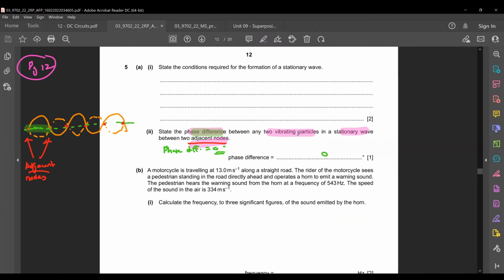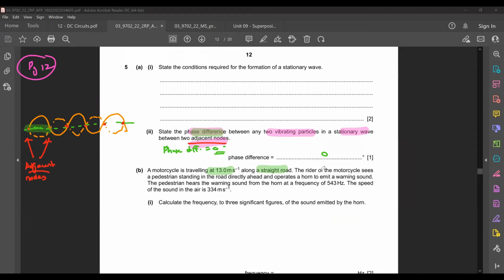Then after that, you have a motorcycle that is traveling at 13 meters per second along a straight road. The rider of the motorcycle sees the pedestrian standing in the road directly ahead and operates a horn to emit a warning sound. The pedestrian hears the warning sound from the horn at a frequency of 543 Hz. The speed of the sound in the air is 334 meters per second. Calculate the frequency to three significant figures of the sound emitted by the horn. Okay, so this time the question specifically mentioned the sound emitted by the horn.